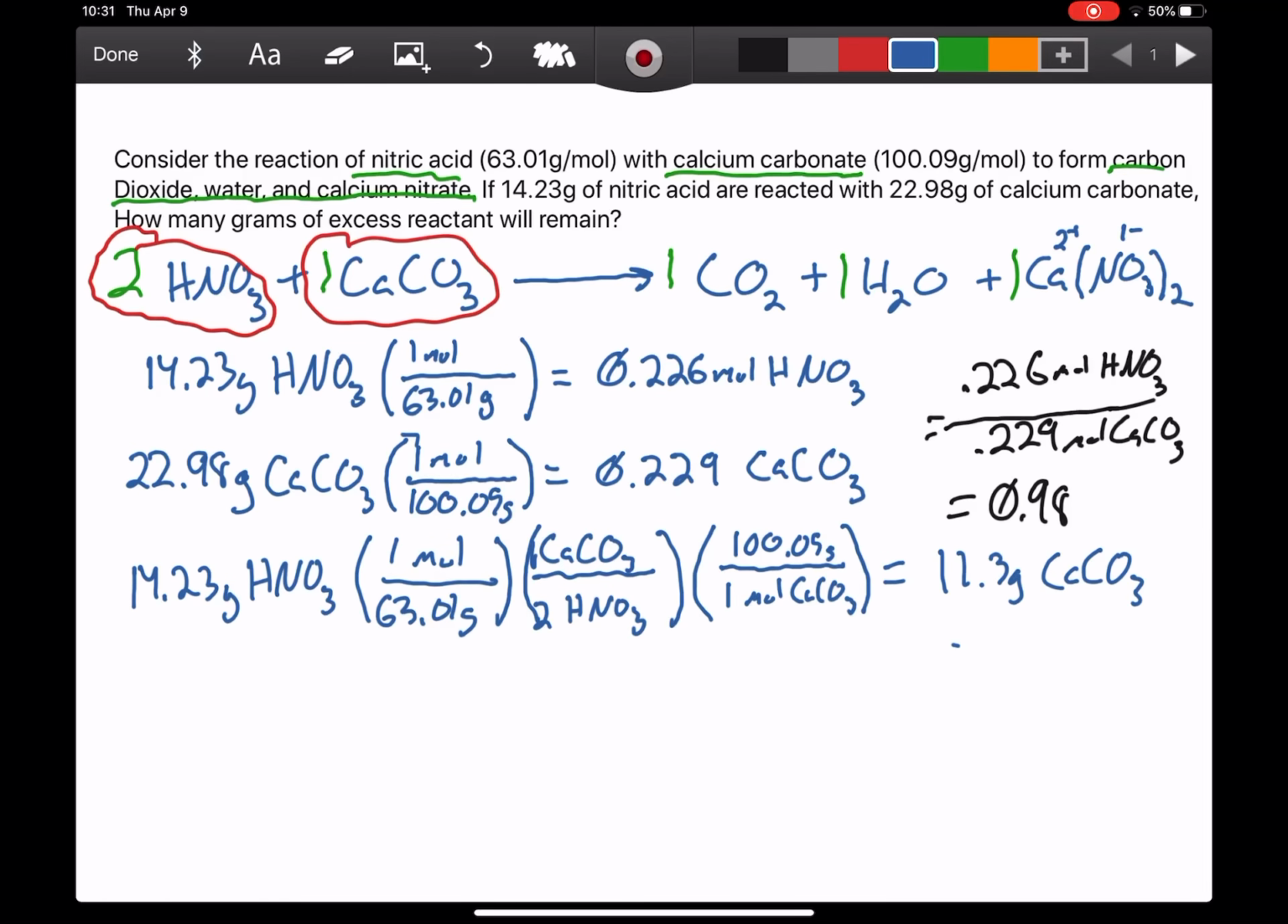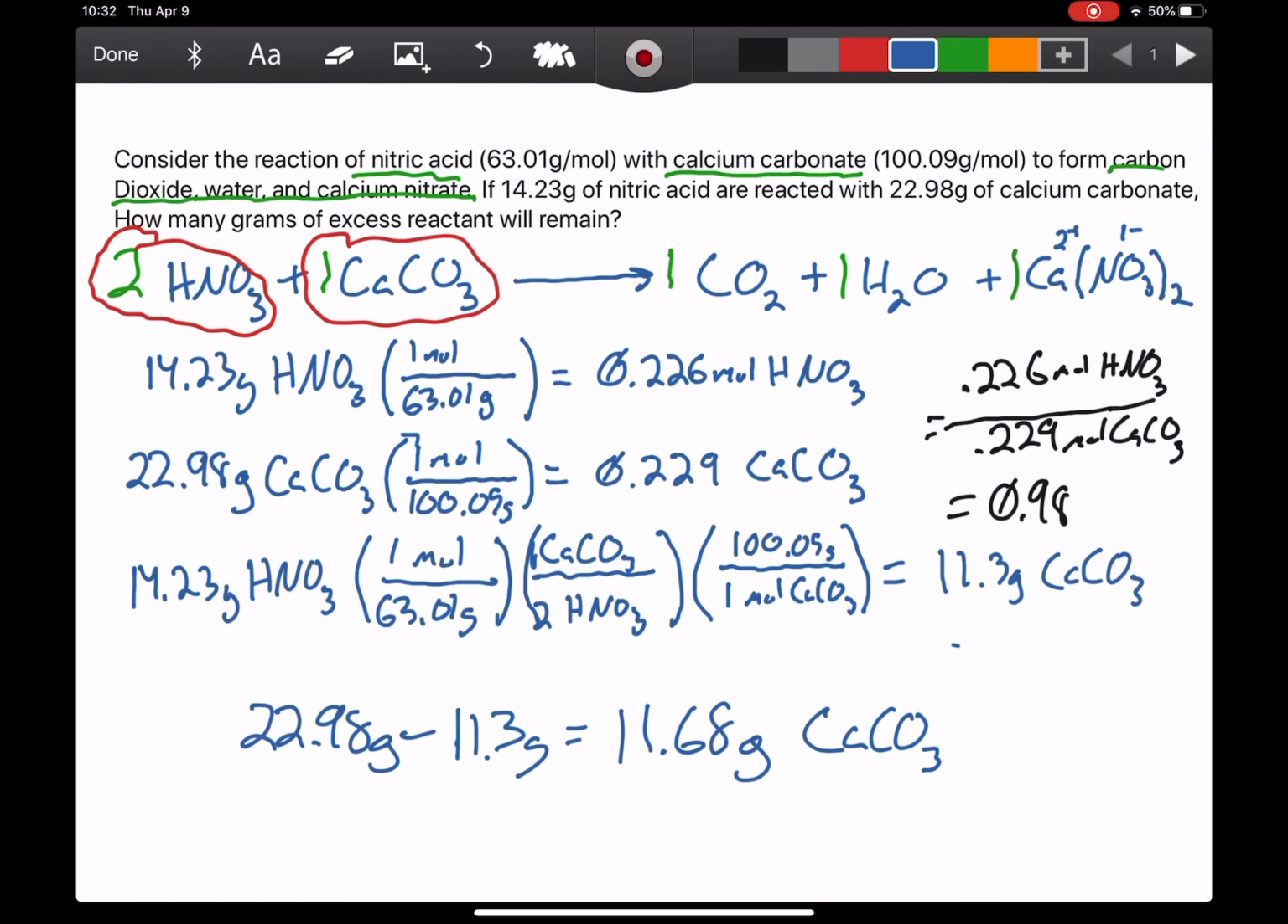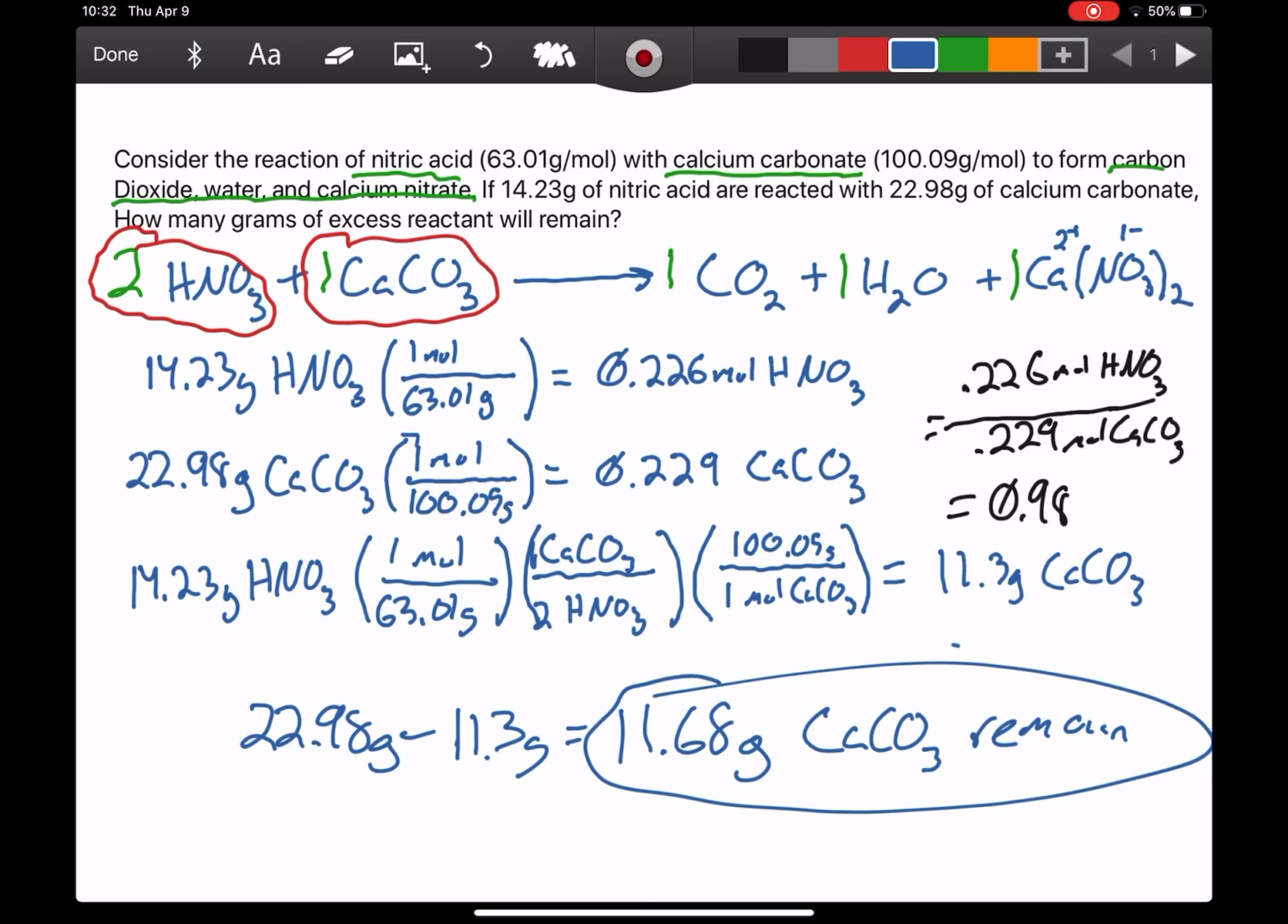To find what remains, we need to take what we had to begin with, which is 22.98 grams, minus 11.3 grams, and we find that is equal to 11.68 grams of CaCO3 remain. And that is our final answer for this problem.